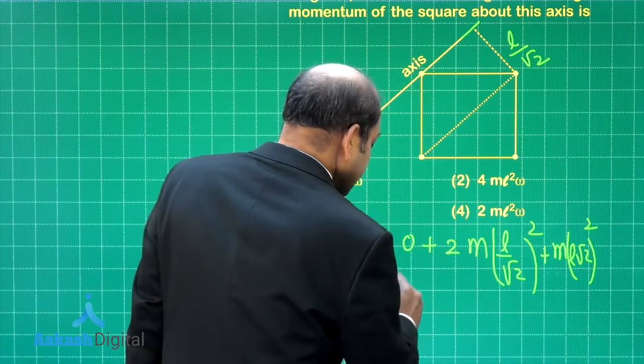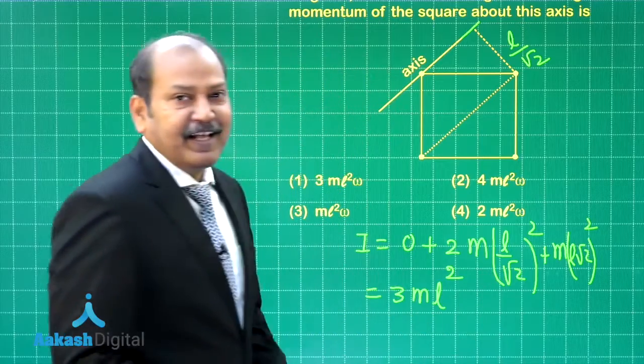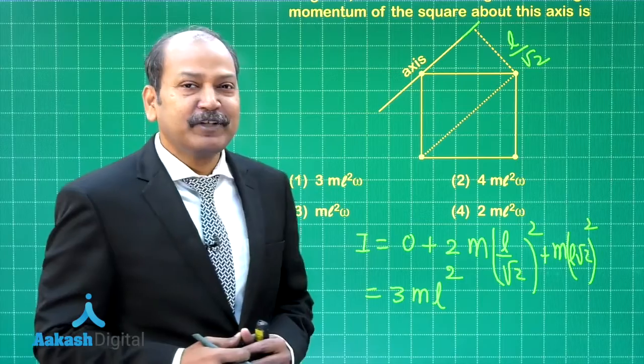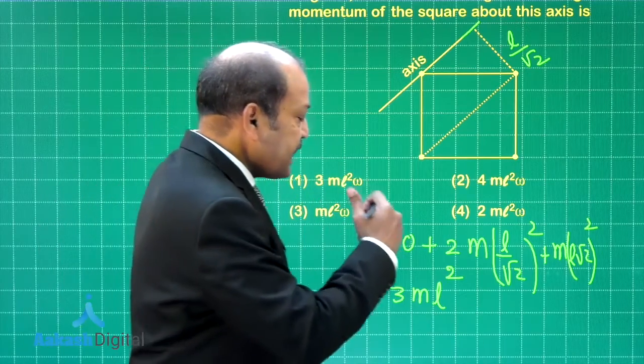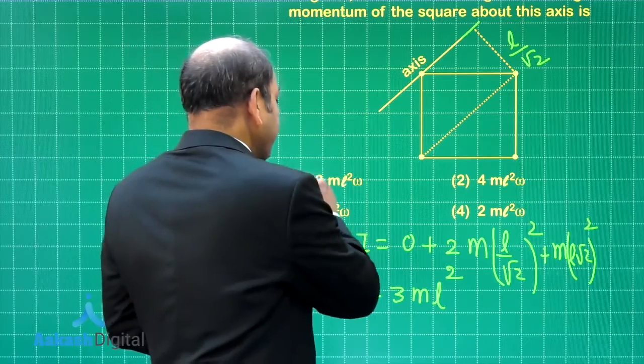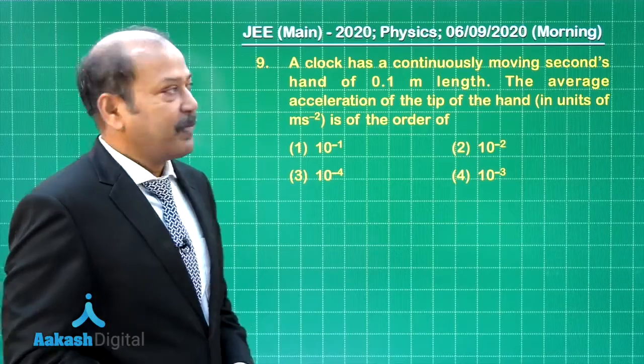This comes out as 3mL square, and that means the angular momentum of this system about the axis of rotation will be 3mL square into omega, which means option 1 is correct. Let us now go to the next question.